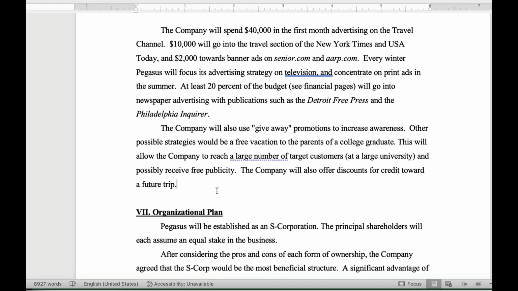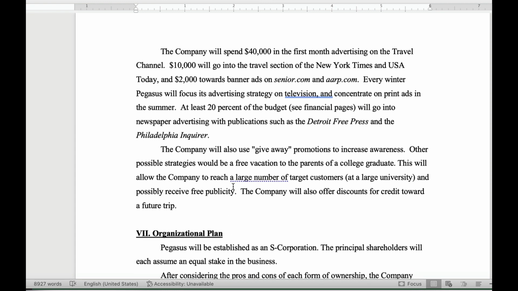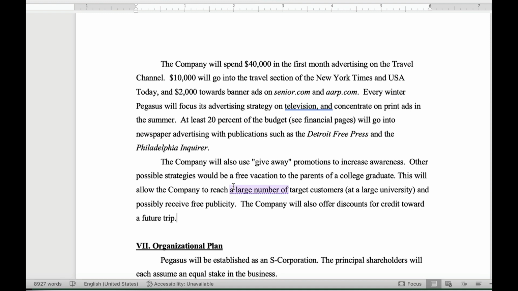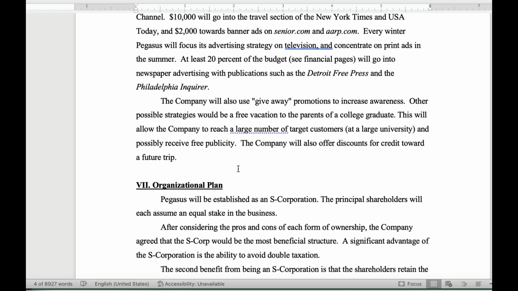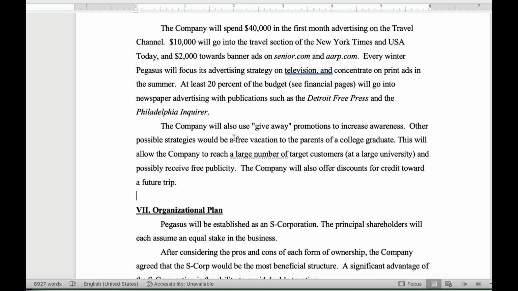In this case, they provided some information, but not too much. It was kind of surface. If you have more information, for sure, make sure that you provide it. And that wraps up the marketing plan section of the business plan.